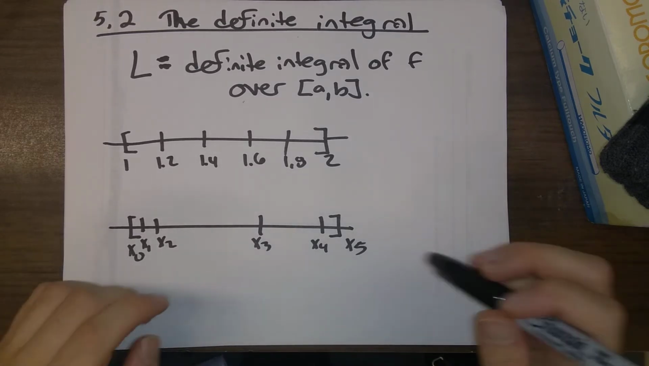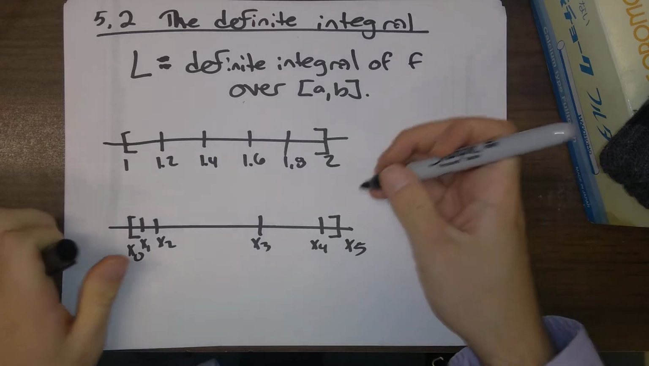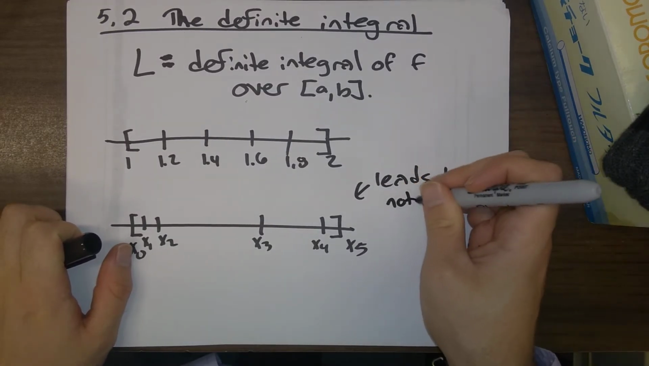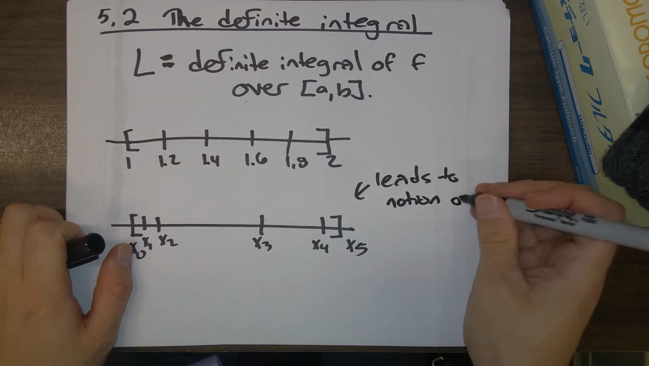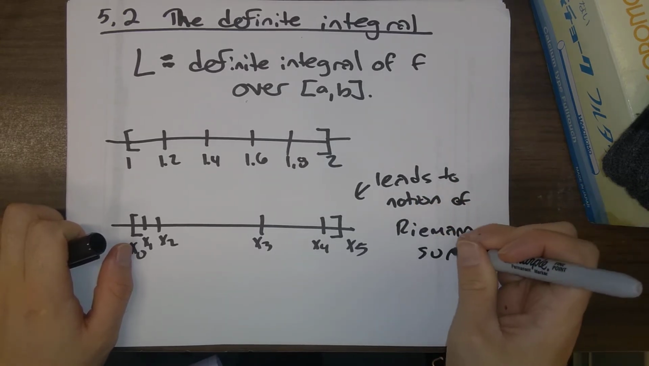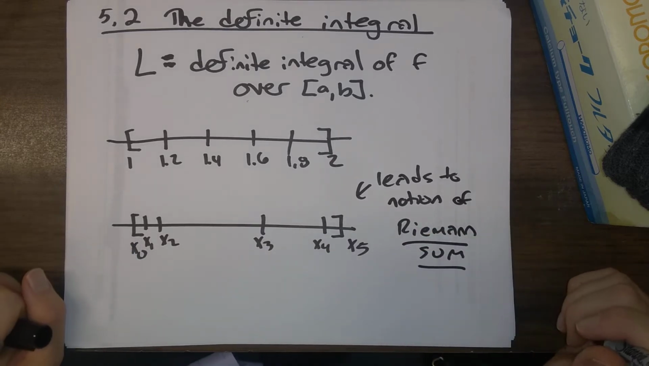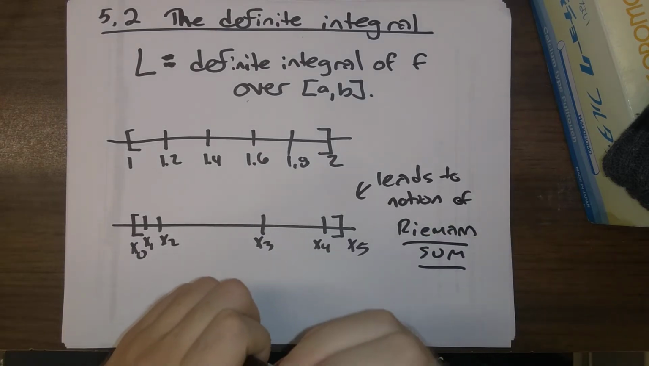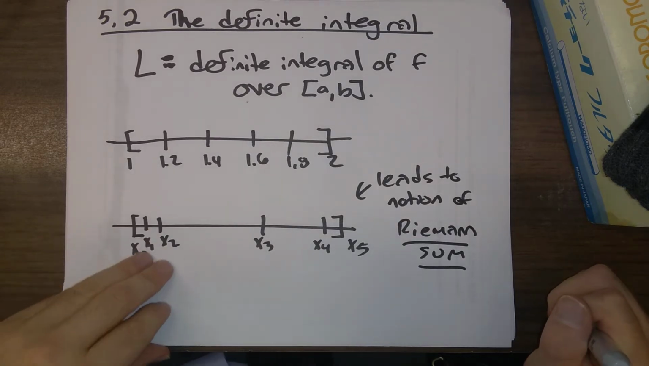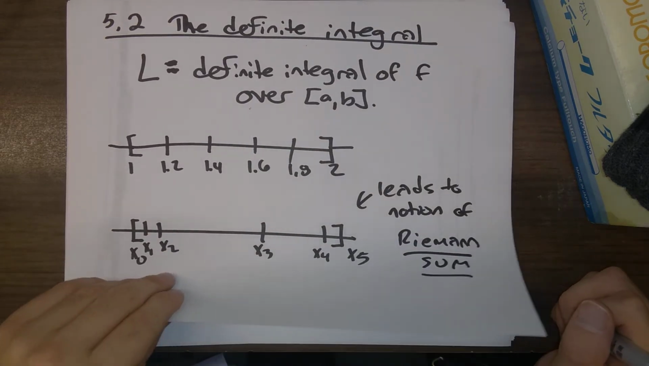And if we're going to do this, this is going to lead to the notion of what is called a Riemann sum. What we did in the previous section with the left endpoint, right endpoint, and midpoint approximations is a special case of something that we're going to call a Riemann sum. Let me draw a picture for you.